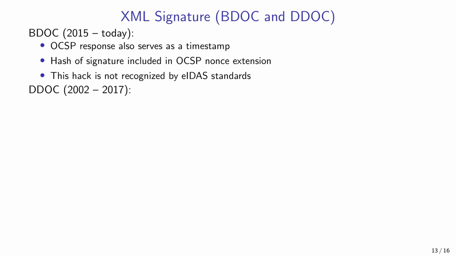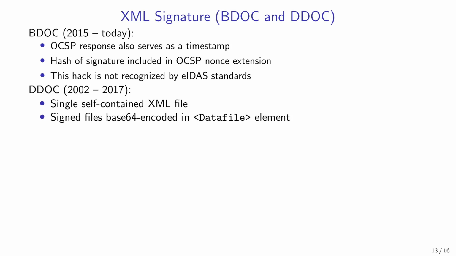Now, DDOC was the first file format used in Estonia from 2002 to around 2017. It is a single self-contained XML file, so no zip container is used here. Signed files are base64 encoded and stored in an XML data file element. For hashing, DDOC supports only the SHA-1 hash algorithm, which today is not collision resistant anymore, so there are security concerns which led to the deprecation of DDOC.